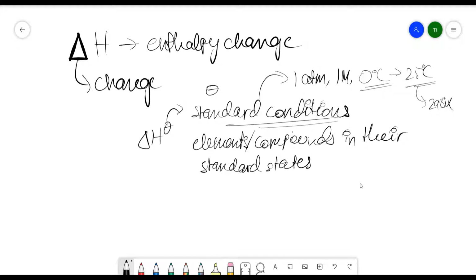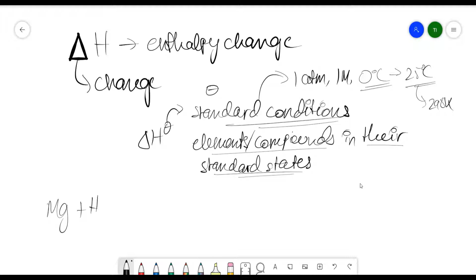Now, what do you mean by elements and compounds in their standard states? By elements or compounds being in their standard states, I mean the states they would be in at that specified standard conditions. So for instance, in some of the reactions, for example, when you react water with Mg, right?